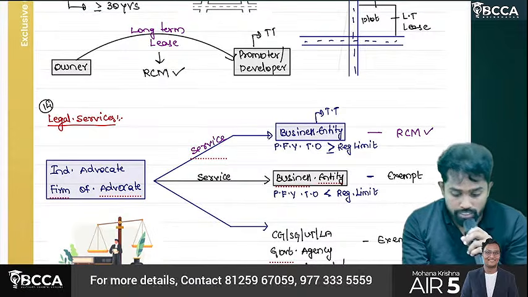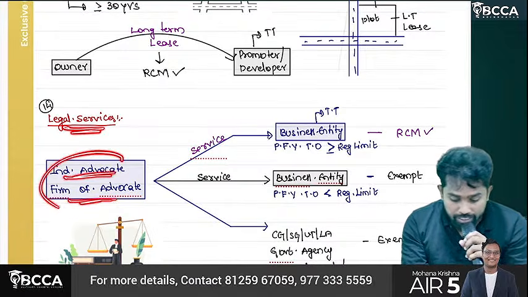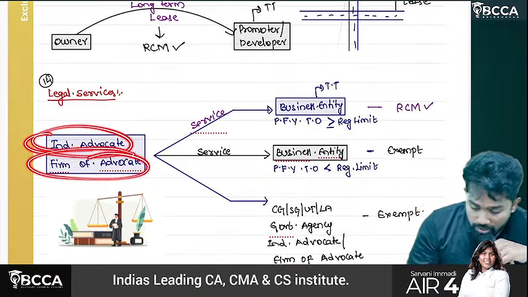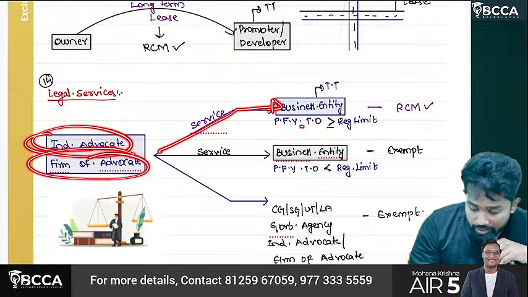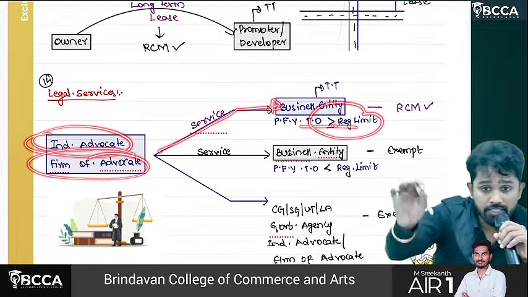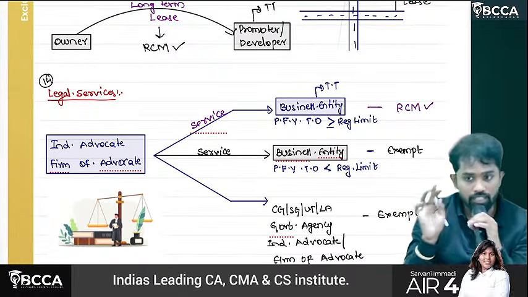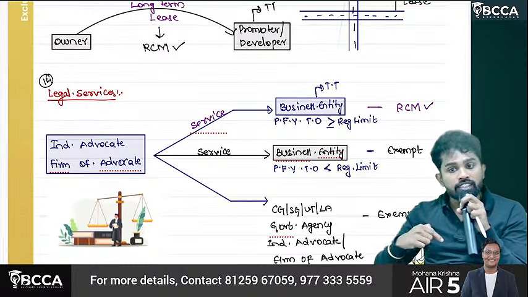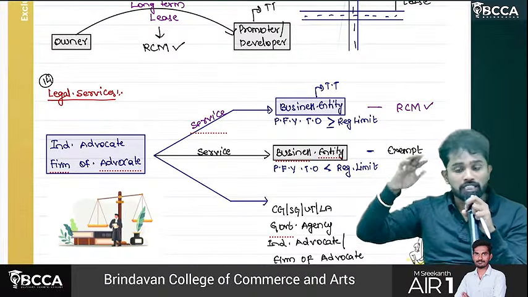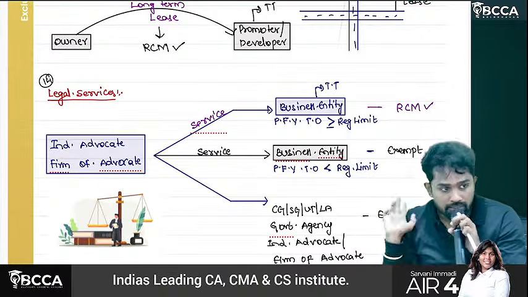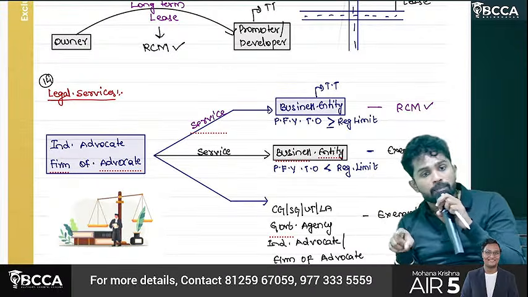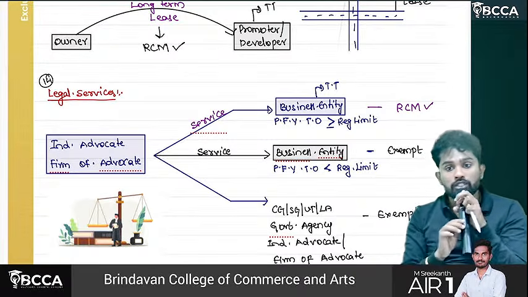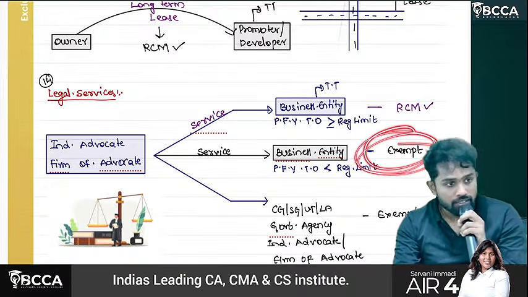Then legal service. Either an individual advocate or firm of advocates. See here, sir. Where an individual advocate or firm of advocates provides service to a business entity whose turnover already exceeds the registration limit. Sir, understand? Lawyer providing service to whom? A business entity whose turnover already exceeds the threshold limit for registration, then it is taxable under RCM. Where the service is provided to a business entity whose preceding financial year turnover is within the threshold, then it is exempted.